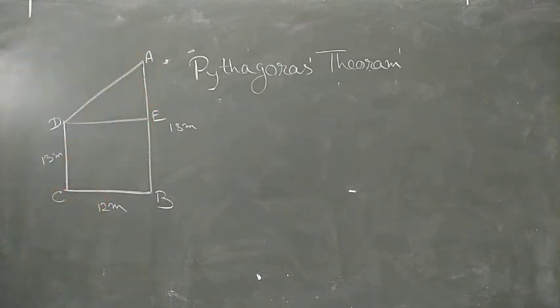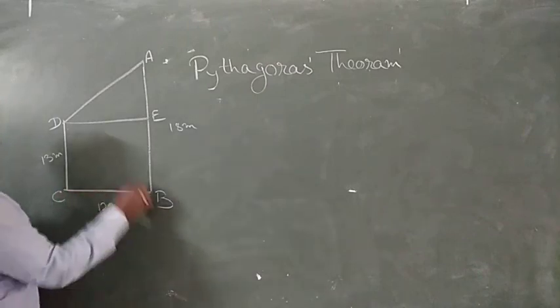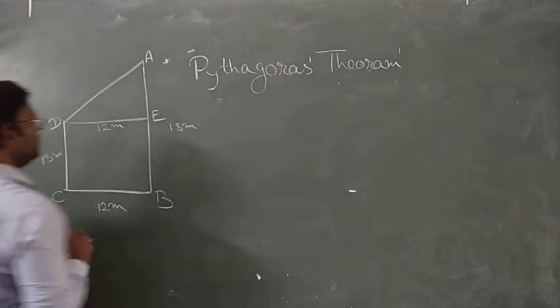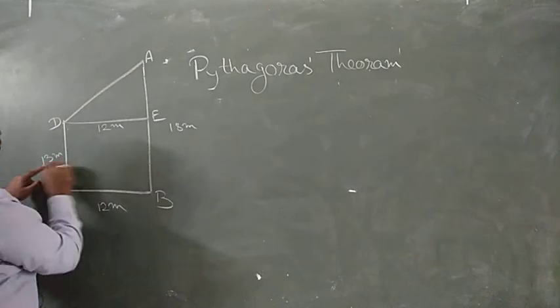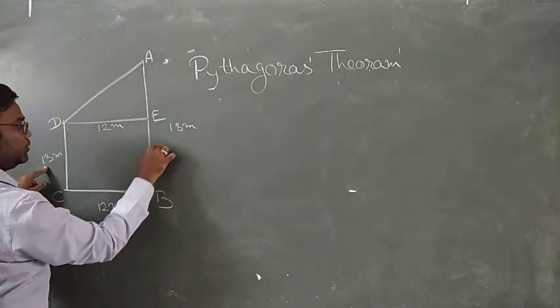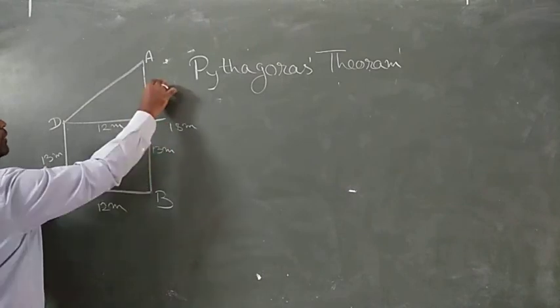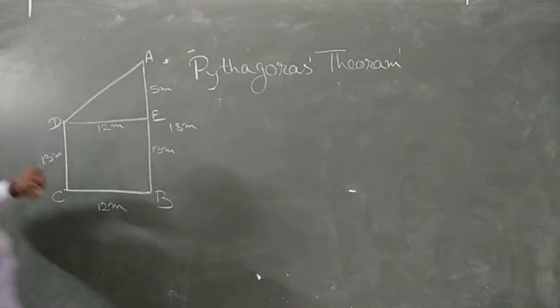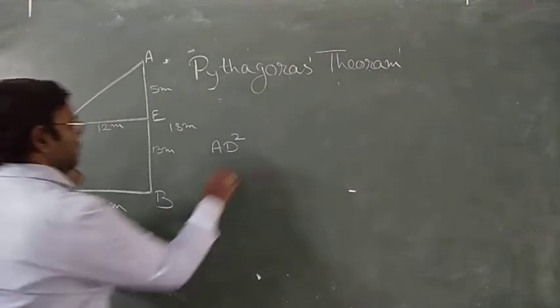We can easily find out, but we have to clear the concept. If this is your 12 meter, it means what? CB, and this one is also 12 meter, because they are in straight form. If this complete length is 18 meter, so this EB is your 13 meter. So what is the length of this AE? It's 18 minus 13, 5 meter. So now we can easily find out the measurement of AD by using Pythagoras theorem.